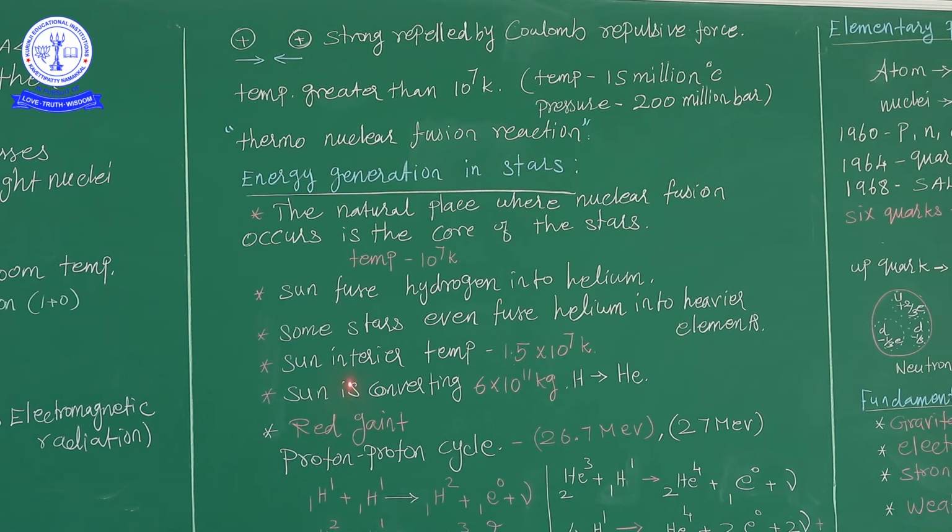According to the proton-proton cycle, in the proton-proton cycle only the nuclear fusion process occurs. According to Hans Bethe, the scientist, the sun is powered by the proton-proton cycle. So the sun fuses hydrogen into helium. Hydrogen means proton. What is the process that occurs in nuclear fusion in the sun and stars? This is the proton-proton cycle. This is the proton.